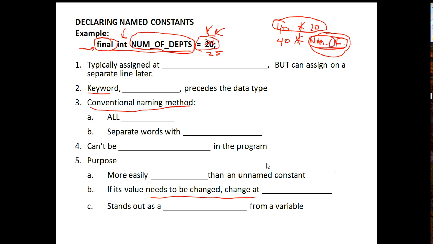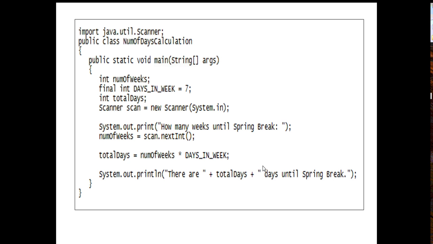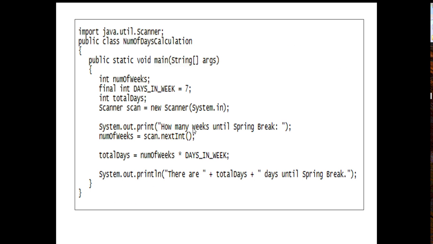So we're going to compare our notes to the example, and so we look at this. You'll notice that we have a regular variable, and then you have the declared named constant. You'll notice how it has final int. It could be final double. It could be final String. But in this case, it's an int. Days in week, and then it's been assigned, on the same line as the declaration.